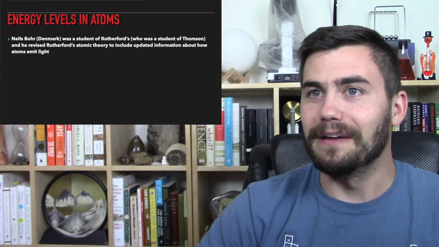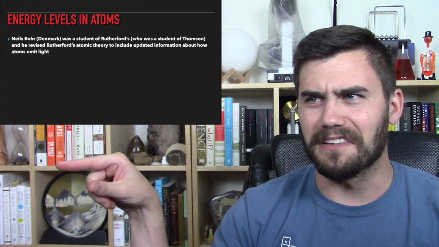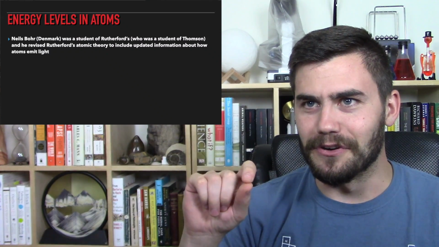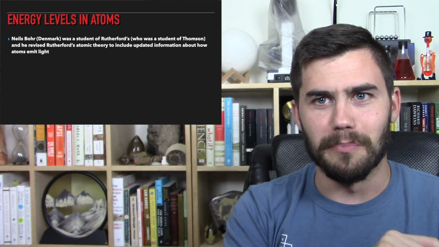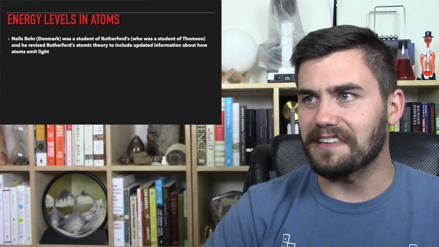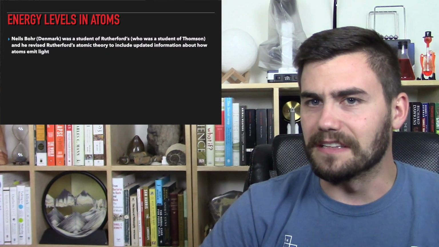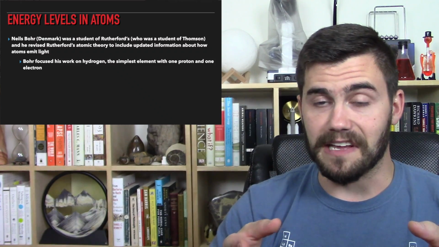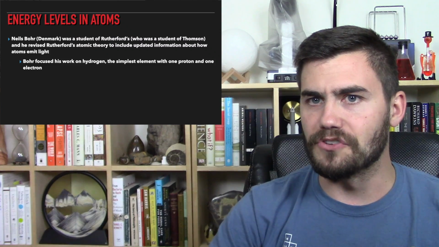So, here's Niels Bohr. He was from Denmark, and he was actually a student of Rutherford's, and Rutherford was a student of J.J. Thomson. So the guy with the plum pudding model, his idea got overturned by Rutherford, and then Rutherford's idea was improved by Niels Bohr. So there's kind of a passing of the torch there. Anyways, he made further revisions and updated us on some things about how atoms emit light. Bohr did pretty much most of his work on hydrogen. It's the simplest element. It only has one proton, and most hydrogen in the universe doesn't even have a neutron, actually.